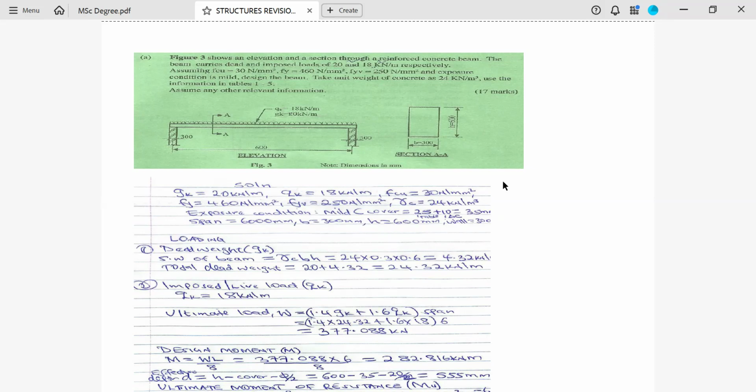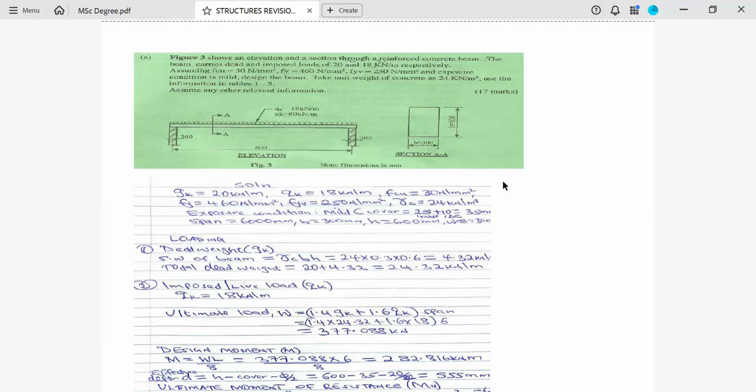Now, for each mathematical problem, the first step is for you to obtain the quantities given in the question statement. For example, we have a dead load of 20 kilonewton per meter and imposed load of 18, strength of concrete of 30, strength of main steel of 460, strength of shear reinforcement of 250, unit weight of concrete, that is gamma C, 24, exposure condition is mild.